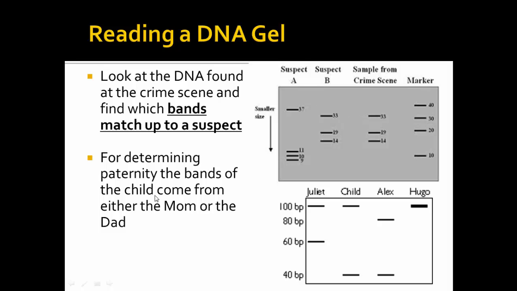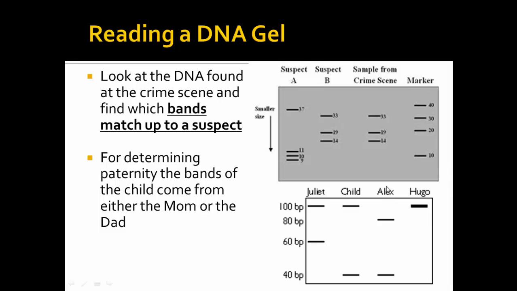When you're determining the paternity, you're going to be looking for the child's bands to be coming from both the mom and the dad. So for example here, and BP stands for base pairs, so how many nucleotide base pairs that strip of DNA is. So Juliet here is the mom. We have the child here. You can see that the child has one fragment of DNA that's coming from the mom that's 100 base pairs long. And we're trying to determine the paternity.